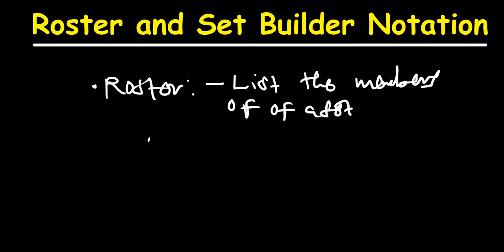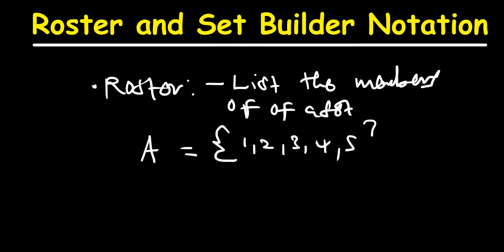So for example, I can say my set A is equal to, and then I put the words, or let me just use numbers. So maybe say 1, 2, 3, 4, 5. So you can see that I've listed all the elements in this set A. So this listing method is what we call the roster form.